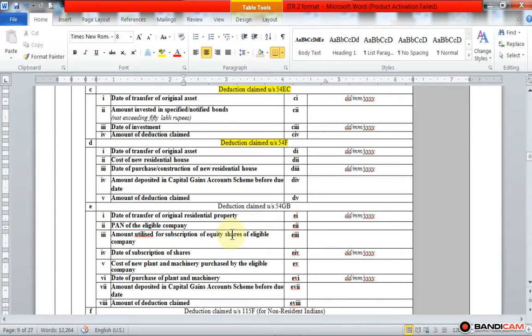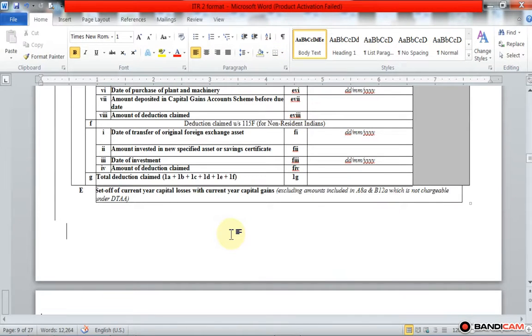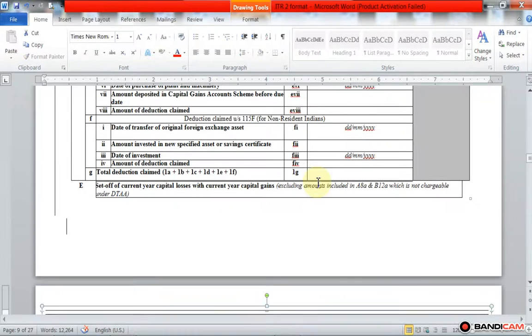It is mandatory, it is compulsory for the assessee to furnish the information relating to the deduction claimed under section 54. Then we make a total deduction claim here, that is 1A. It means 1A, 1B, 1C, 1D, 1E, 1F is the total deduction claimed by the assessee.